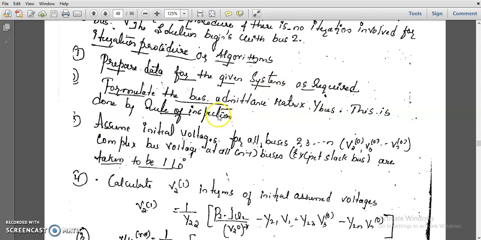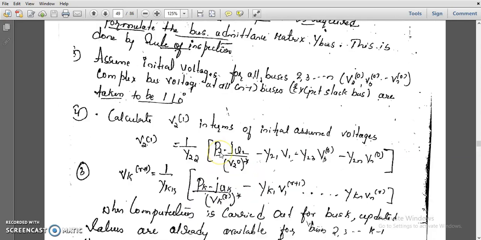And the first step is you have to form the bus admittance matrix Y bus. And Y bus you have to form by the rule of inspection method. That is very important. Once you have formed Y bus by inspection method, next you have to check how many buses there are, and put the initial bus voltages. For all buses except the slack bus, you have to assume voltage 1 angle 0.